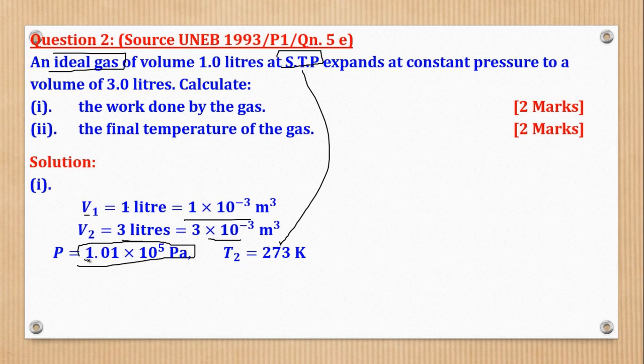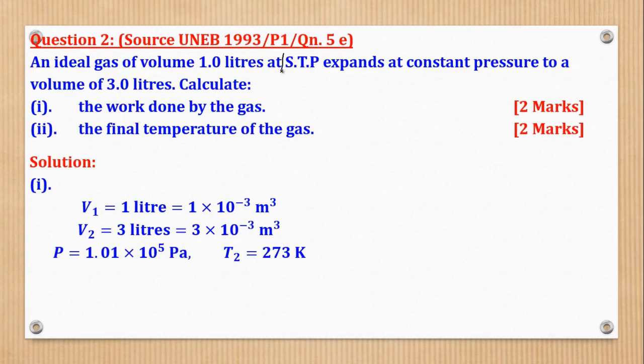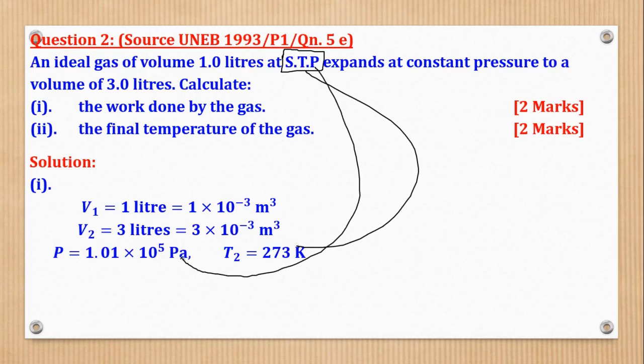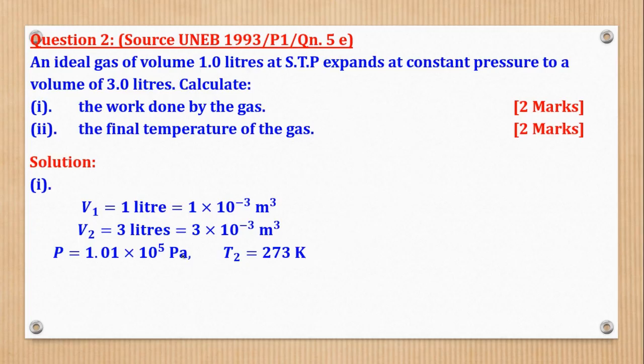So these values are constant each time you see this word STP, standard temperature and pressure. So standard temperature will be 273 Kelvin and pressure will be atmospheric pressure. Always. So now that I know the pressure, I know the two volumes, I can get the work done. Pressure times change in volume.